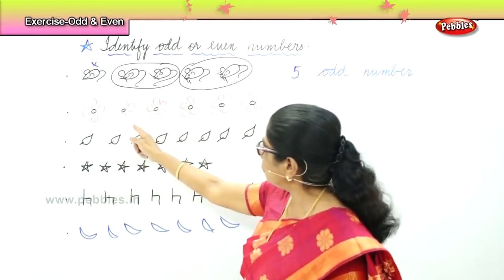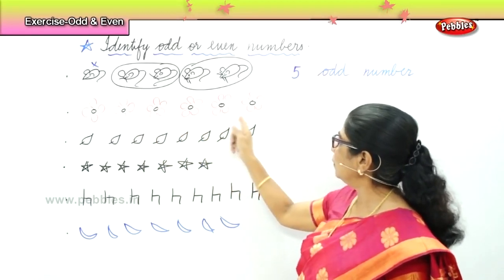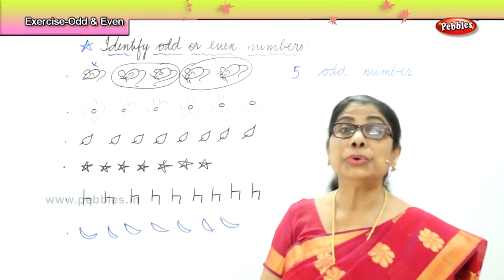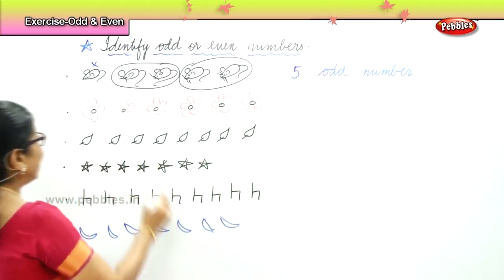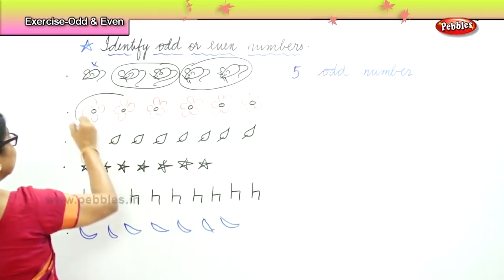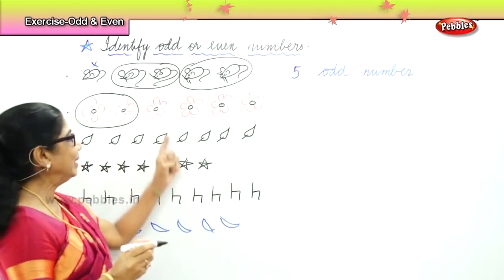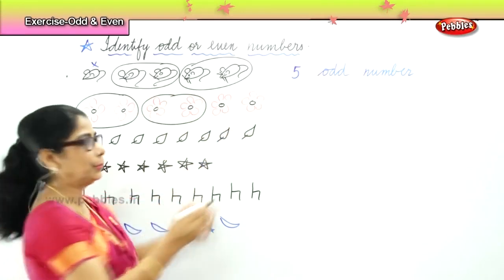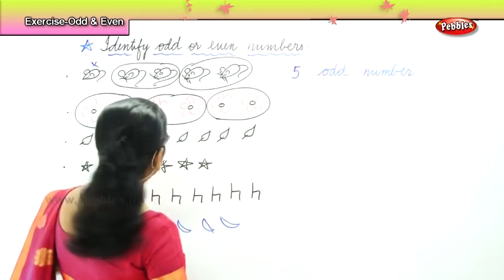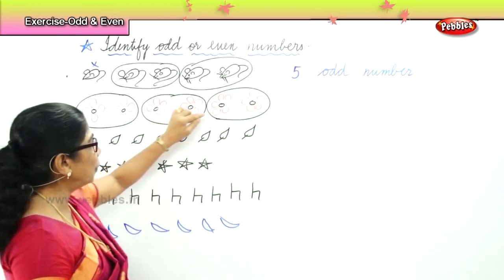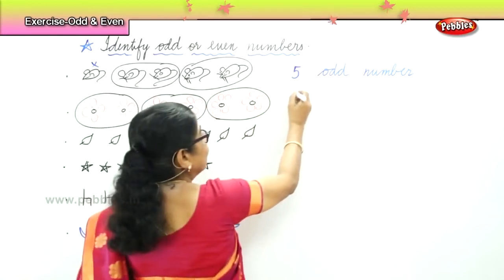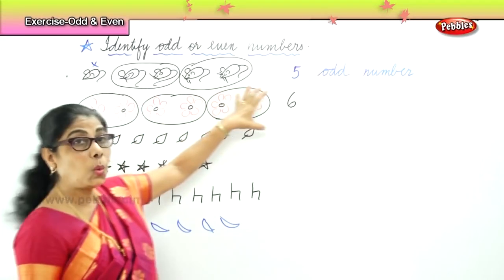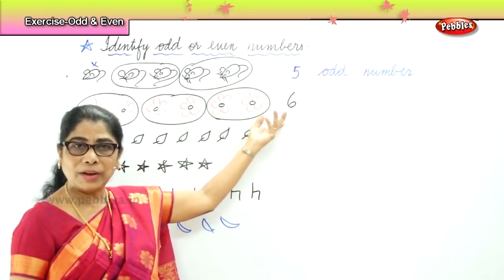Let's look at the flowers here. We have 1, 2, 3, 4, 5, 6 flowers here. Now what we're going to do, we're going to group the flowers, put them into groups of two, count twos. So now we're going to pair up the flowers. One, two. Next, one, two. Next, one, two. Let's count now. One, two, three, four, five, six. What's the total number? Six. Is there anyone left out like this odd one? No, everyone is very well paired up and no flowers are left.